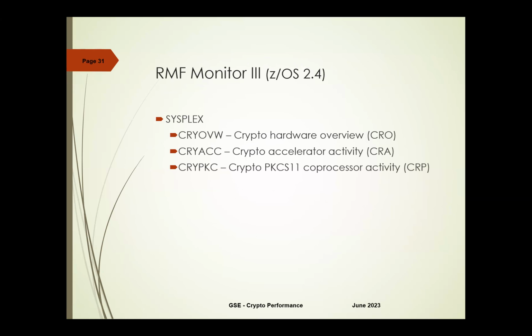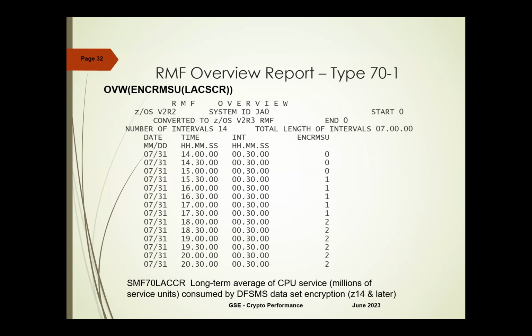Some of this same information is available real time via RMF Monitor 3. Starting with z/OS 2.4, there are 3 commands that you can enter in Monitor 3 to look at the crypto hardware overview, which gives you coprocessors, accelerators, and EP11 cards. Or you can focus on the accelerators or the EP11 cards, and you would see very similar information to what we just saw in the crypto hardware activity report. It would just be a real-time snapshot of what's going on in any given instance on your system.